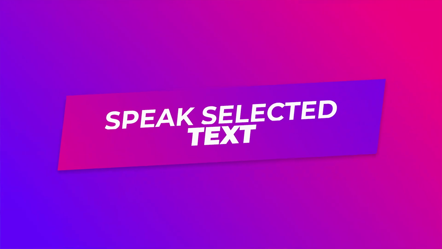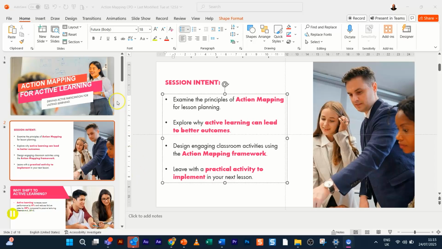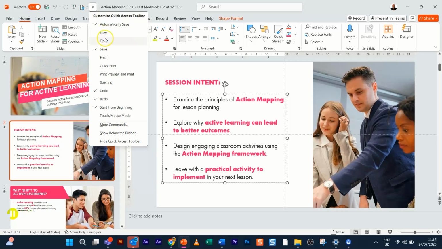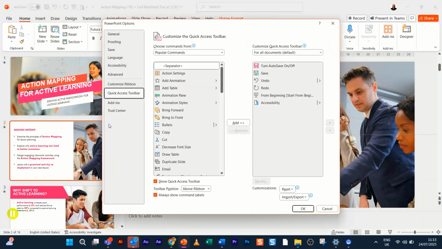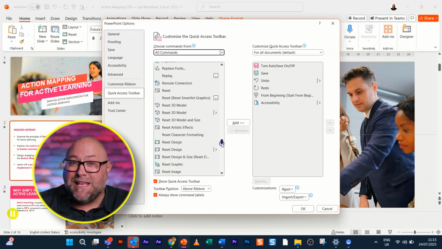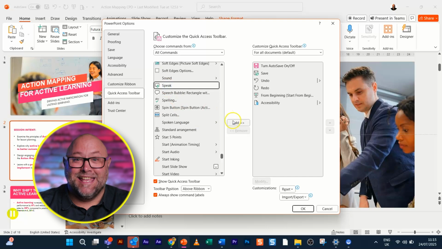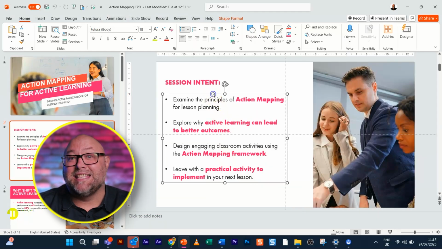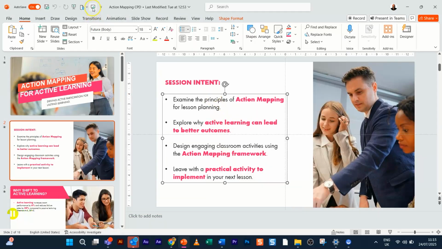Then there's Speak Selected Text. They can add this to their quick access toolbar in PowerPoint by clicking the drop-down arrow in the top corner and choosing More Commands, finding Speak and clicking Add. Then they just highlight any bit of text and click the Speak button, and PowerPoint will read it out loud.